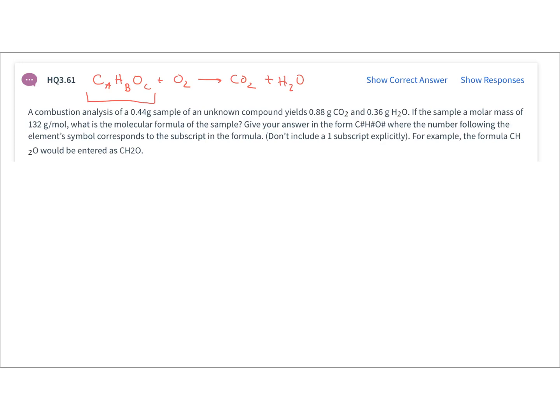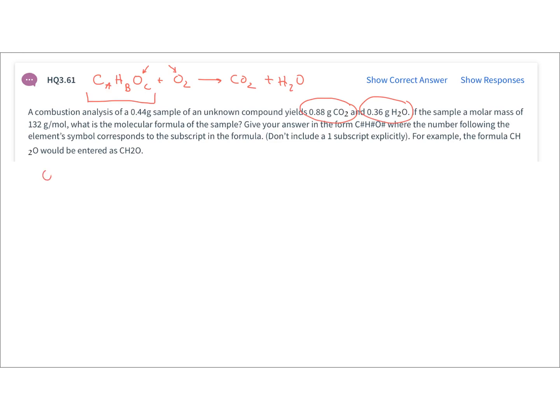And so what we need to do is take the mass of carbon dioxide and the mass of water and find the moles of carbon dioxide and the moles of water. Once we know that, we can find the moles of carbon and hydrogen, and the mass of carbon and hydrogen in the original sample. Then we can find out how much oxygen was there. We can't do oxygen directly because there were two sources of oxygen: oxygen from the molecule and oxygen from the combustion reaction.